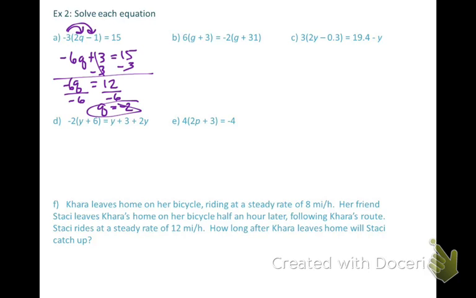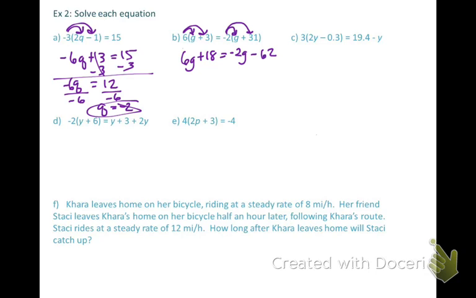B. Ooh, this one's interesting. I have two sets of distributing. So I'm going to distribute the 6 on the first part. So 6 times g is 6g. And 6 times 3 is 18. And then the negative 2. So negative 2 times g is negative 2g. And negative 2 times 31 is negative 62. Now, there are no like terms on both sides, so can't do that one.